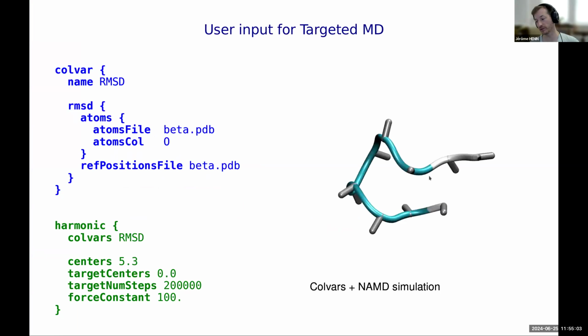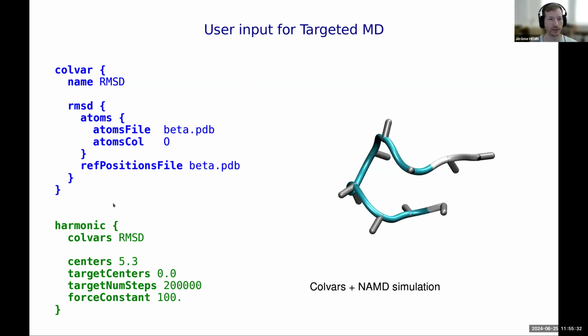Here's another example of a Colvars input. This one is for targeted MD, so it's a bit similar to the steered MD example that Giacomo was presenting. Now, what is targeted MD? Targeted MD is driving a molecular system towards a certain configuration using a time-dependent bias on an RMSD coordinate. So what we do is we have two blocks here.